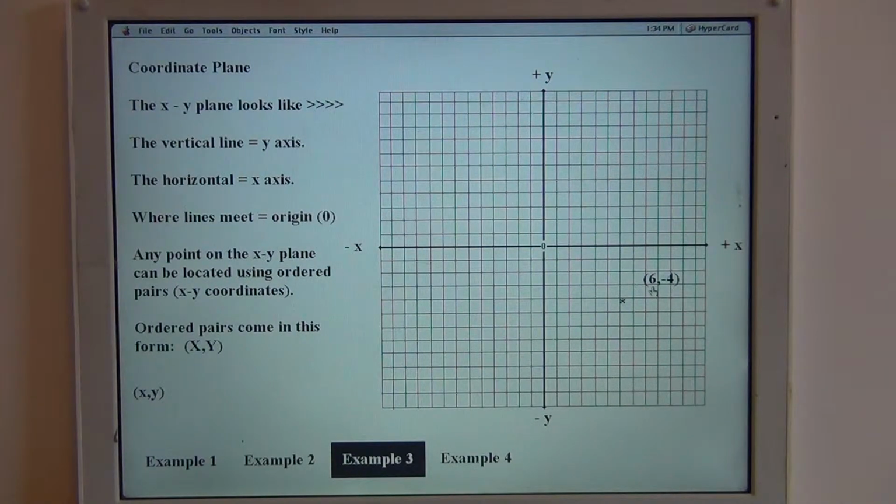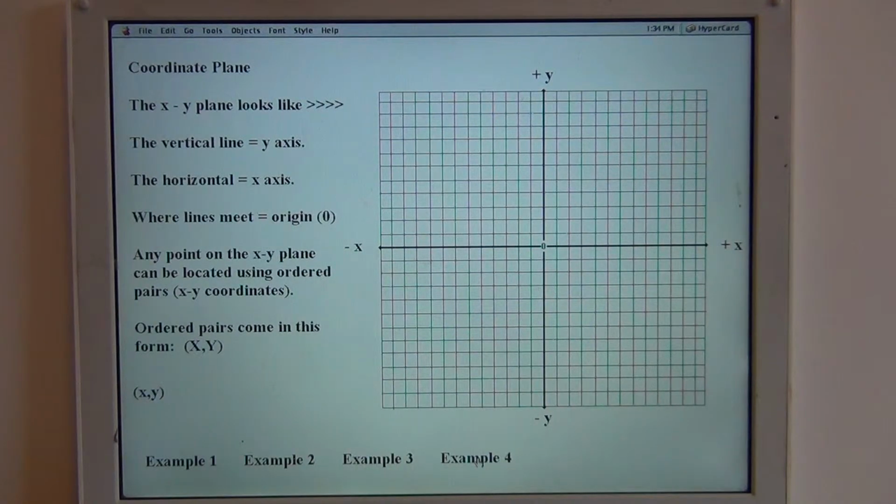I know that this first number is the x. So I move 6 along the x-axis, starting at 0, 1, and it's positive 2, 3, 4, 5, 6. And I know that the y value is negative 4. That means I'm going to go down 4. So that's 1, 2, 3, 4. And I've found you. Simple.